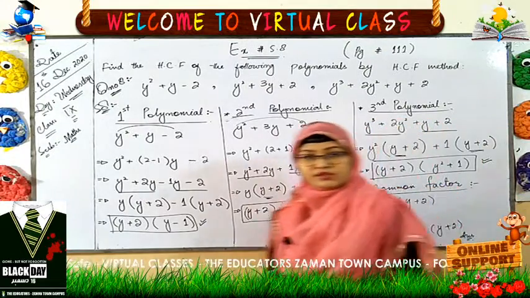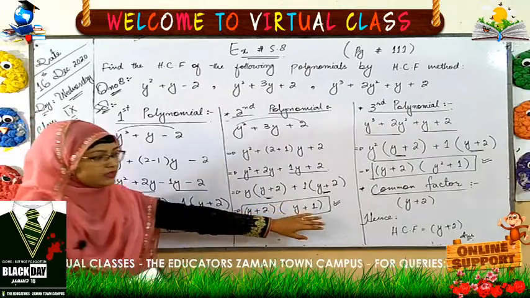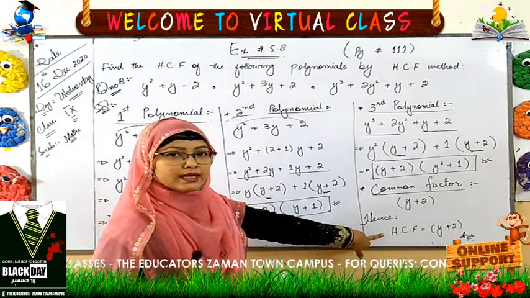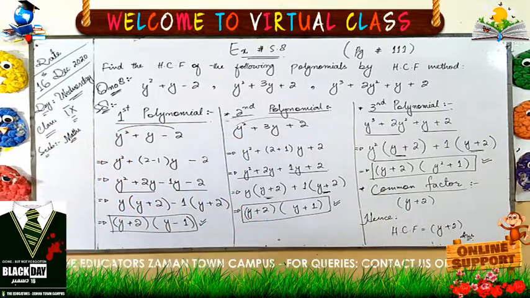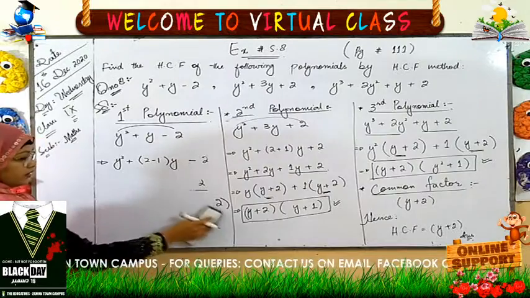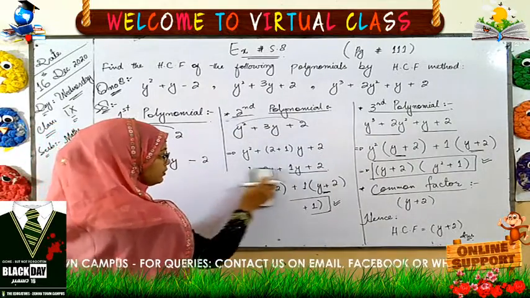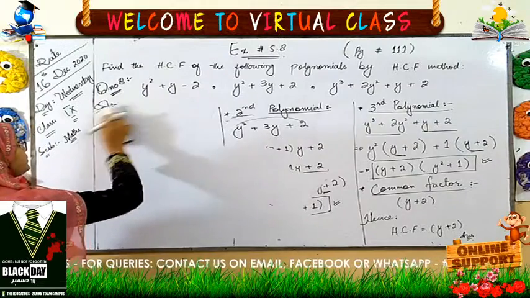As we are having just a single common factor in all the answers, that will also be the HCF, which is the highest common factor. You can say y plus 2 is the HCF of these three polynomial expressions, okay. Now come to the next question. The next one you will do yourself, same as we have done question number 8, same as you will do question number 9, okay.